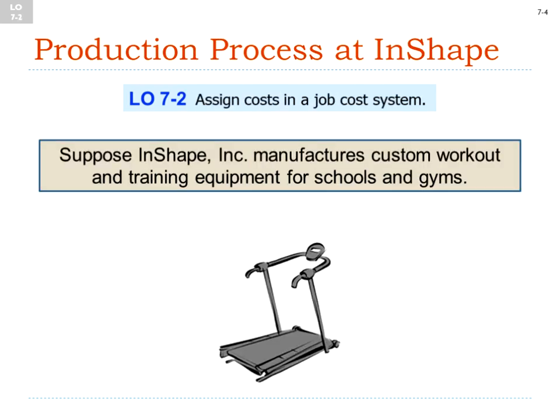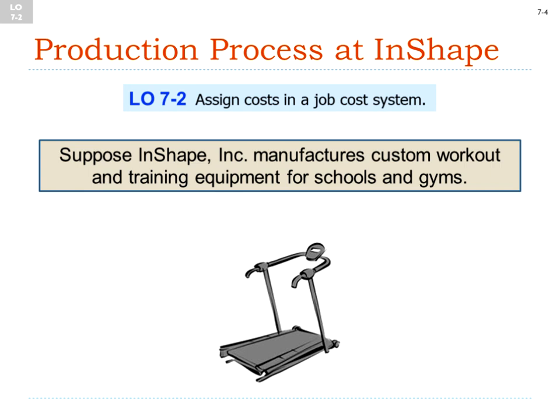So let's look at the example in the chapter. The example is a company called InShape Inc., and they manufacture custom workout and training equipment for schools and gyms. So the key here is that they are making custom equipment.